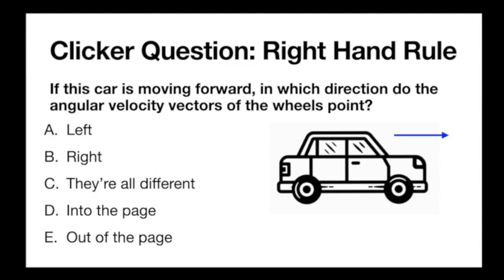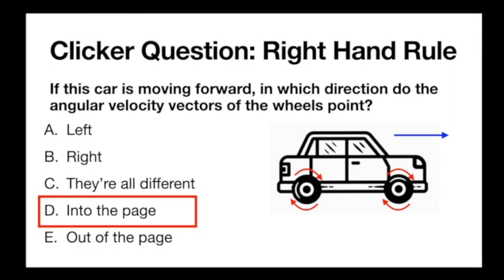All right, I'm going to stop us there. So the car is moving in the positive x direction. The wheels are going to be rotating like this, so the tops are moving forward and the bottoms are moving backward, right? If we curl our fingers in the direction of that turn of the wheel, we get into the page. And that's true for all four wheels. All four wheels are rotating in the same direction, so they should have the same angular velocity vector direction. And that would be into the page.